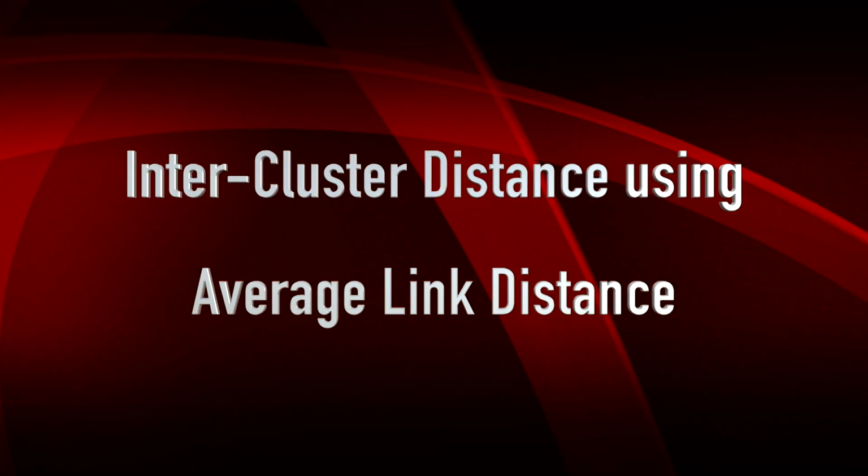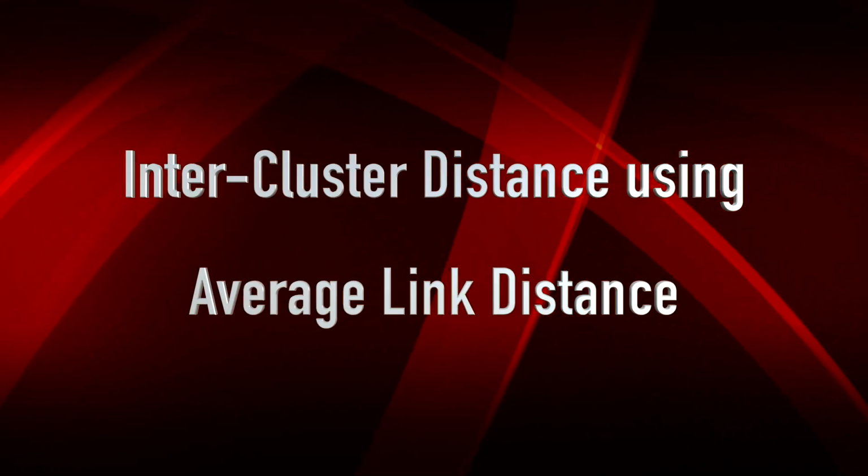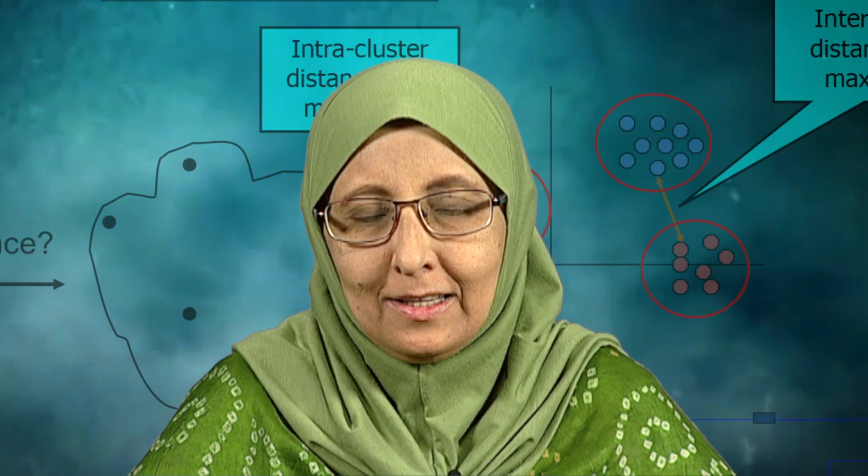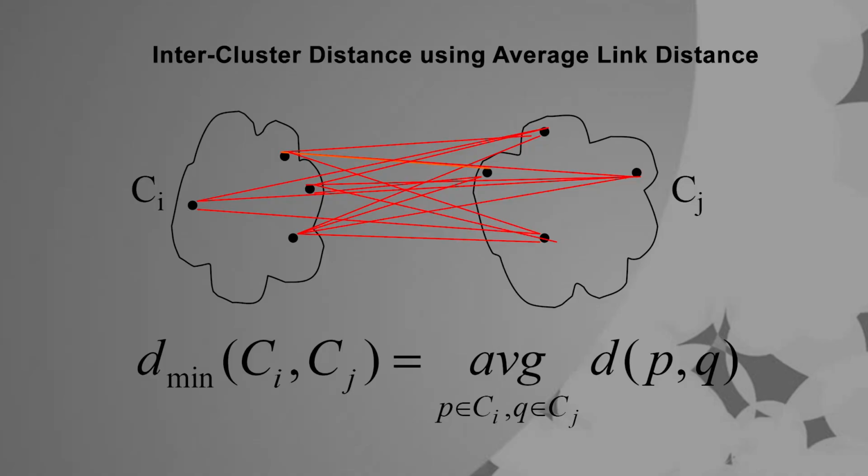The next intercluster distance computation uses the average link distance. Please take a look at the visual. The distance between two clusters is represented by the average distance of all pairs of data objects belonging to different clusters. So, what do I do here? I compute the distances between all the points between the two clusters Ci and Cj.